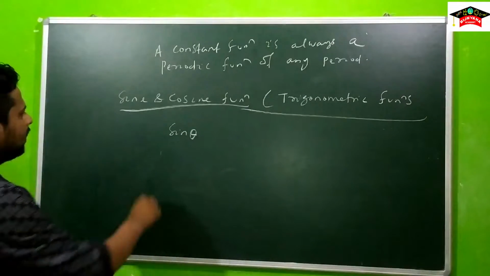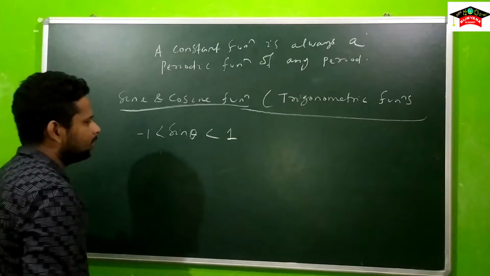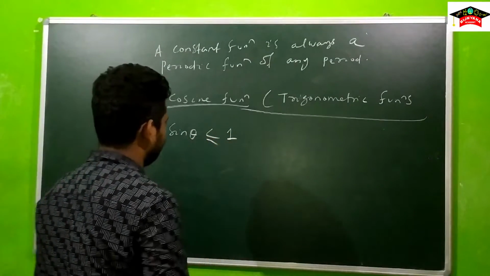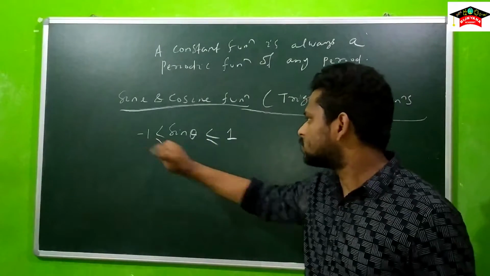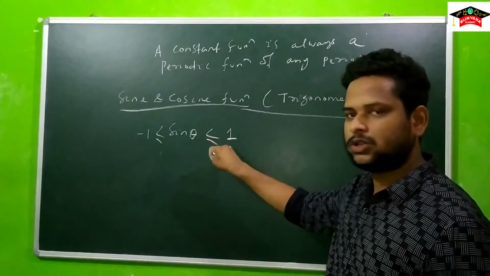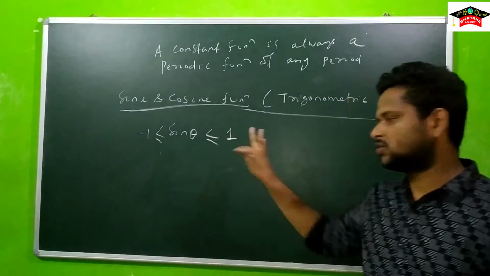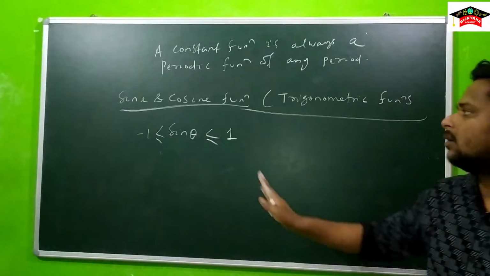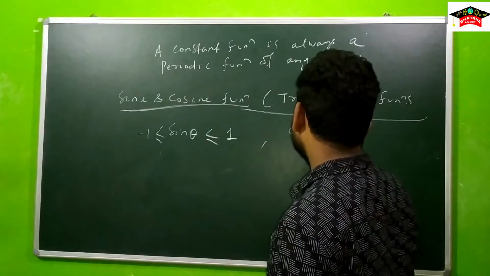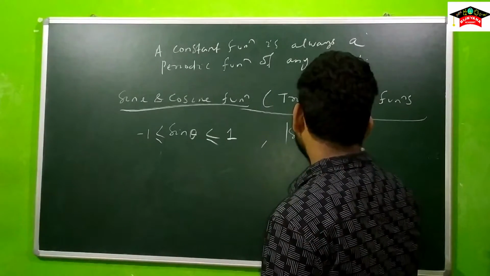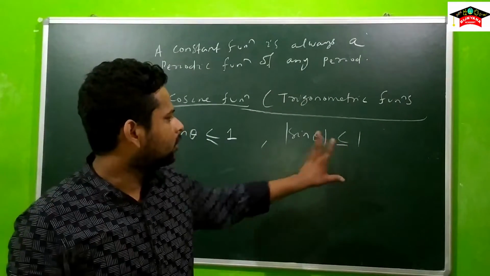Sin theta has a value which ranges from -1 to +1, that means less than or equal. The lowest value of sin theta is -1, the highest value is +1, and all other values oscillate between -1 and +1. So sin x has a limit from -1 to +1. We can say the modulus of sin theta is less than or equal to 1.